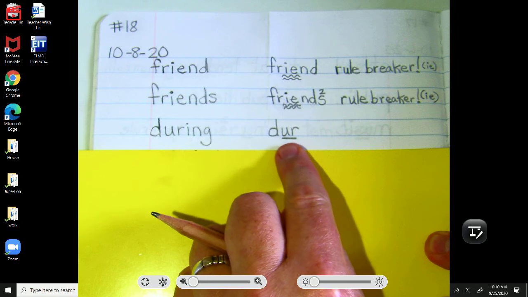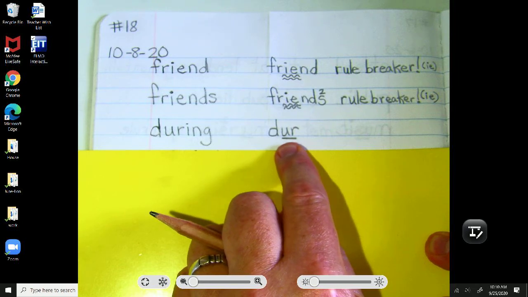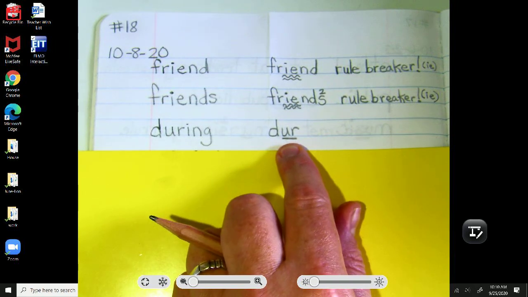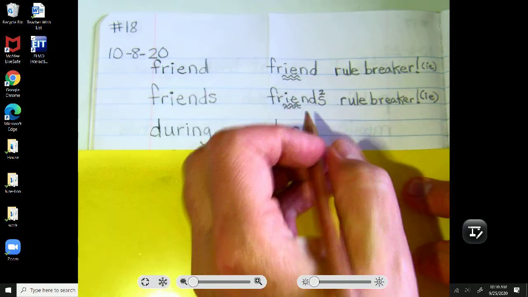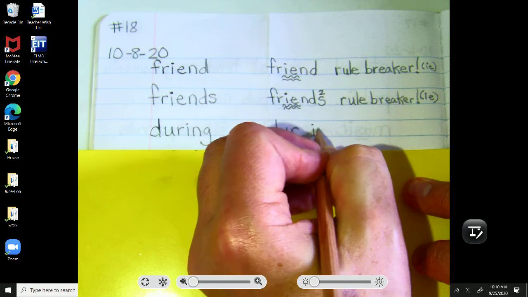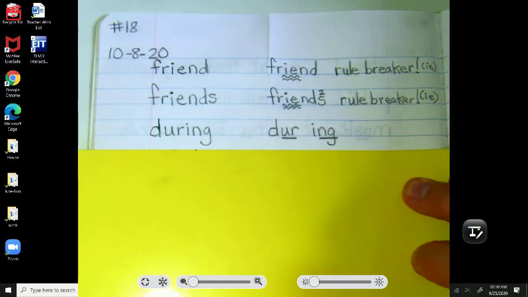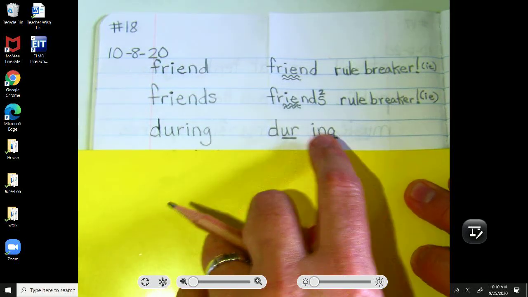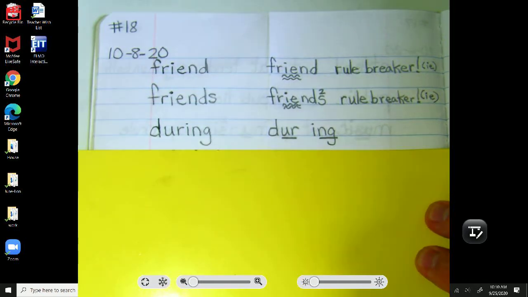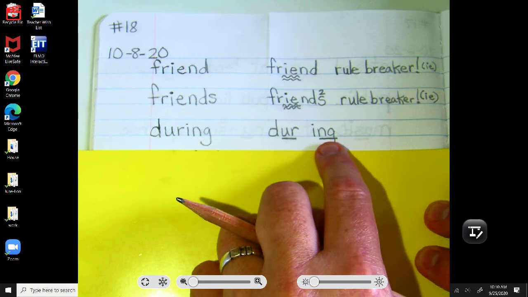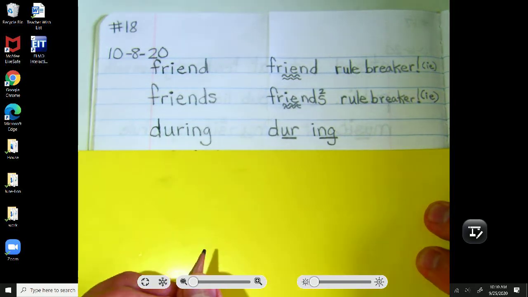Ooh, did you catch that multiple letter phonogram? The ur of nurse. Der. Finger space. Ing. Ooh, and another multiple letter phonogram. Ng. Der. Ing. During. The ur of nurse. Ng. During.